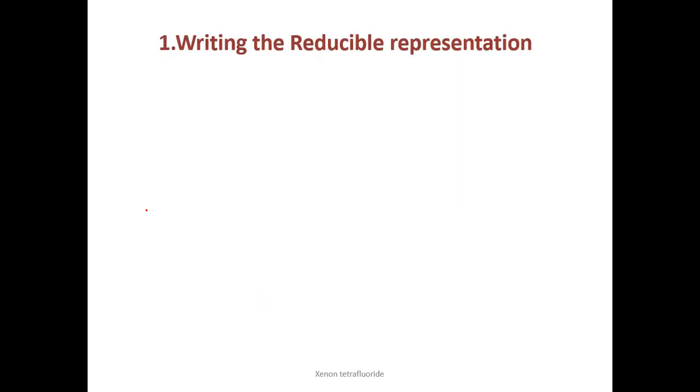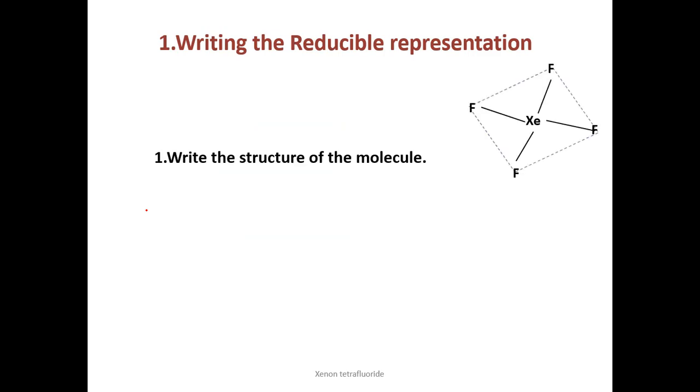First, we will move on to the first step, writing the reducible representation. First, write the structure of the molecule xenon tetrafluoride, square planar in shape, with 4 fluorine atoms in the 4 corners of the square plane, and xenon at the center of the square plane. Then the point group of the molecule, which is square planar in nature, is D4h.